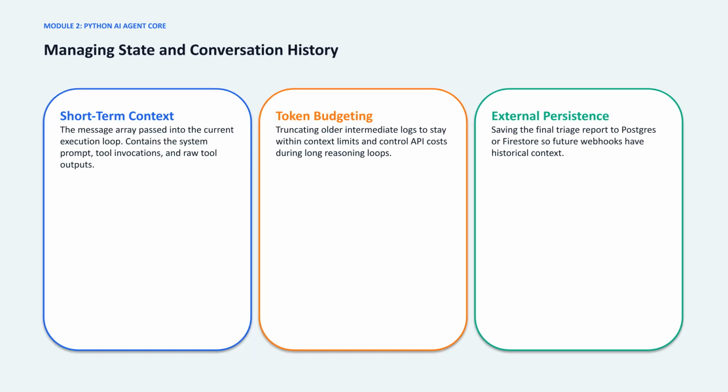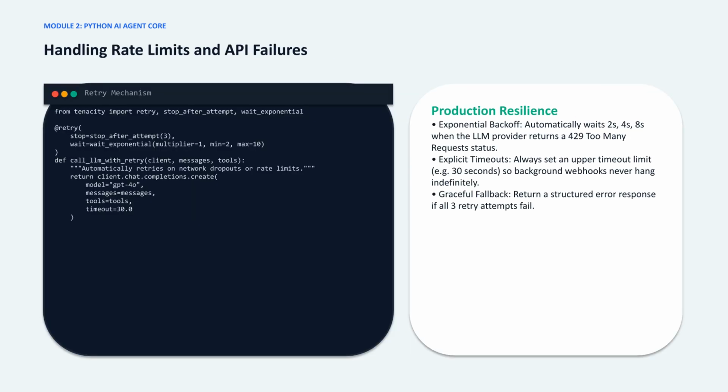In this section, we cover managing state and conversation history. This includes maintaining short-term context through message arrays, implementing token budgeting to control costs, and using external persistence for long-term historical context. Production resilience requires handling rate limits and API failures. Using libraries like Tenacity, you can implement exponential backoff, define explicit timeouts, and build graceful fallback patterns to ensure your background webhooks never hang indefinitely.